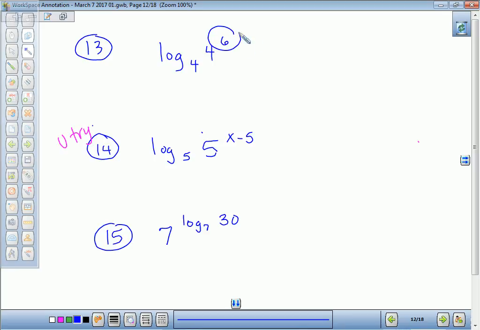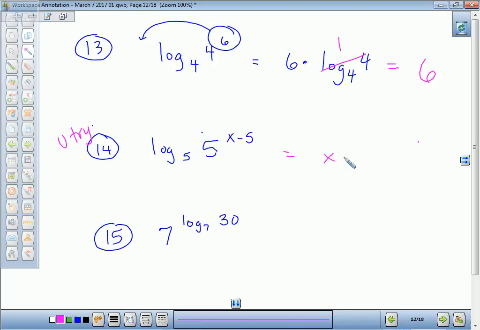Okay, now this is using that property. What can I do with this? It can come out in front and become multiplication. What happens when the base and the answer are the same? It equals 1. This is 1. And 6 times 1 is 6. So, do I really need any work? No.